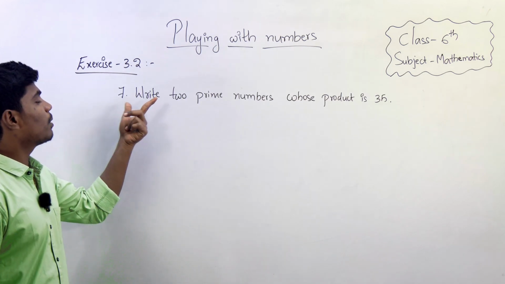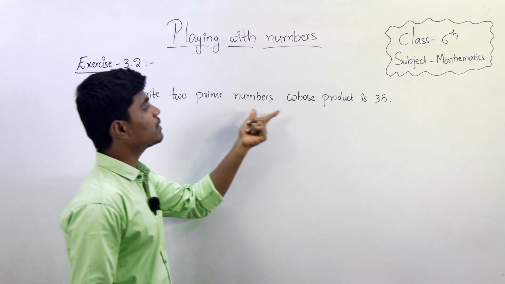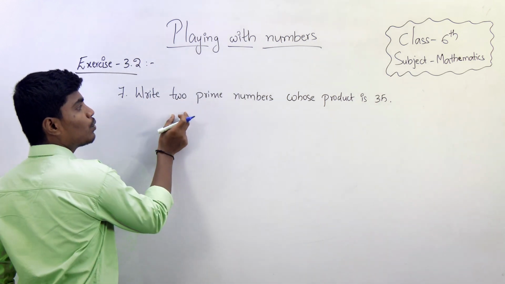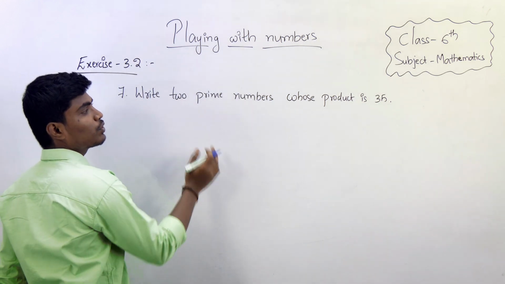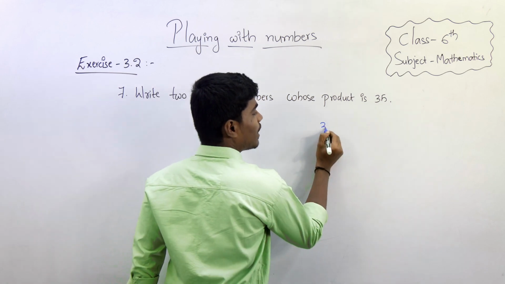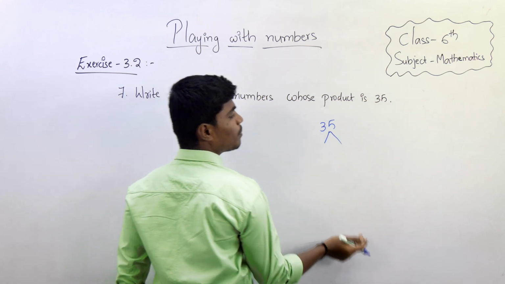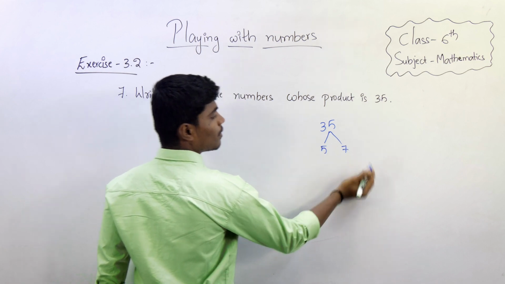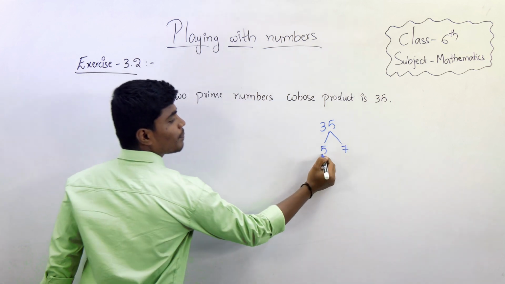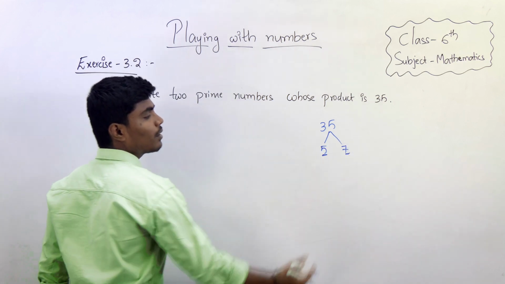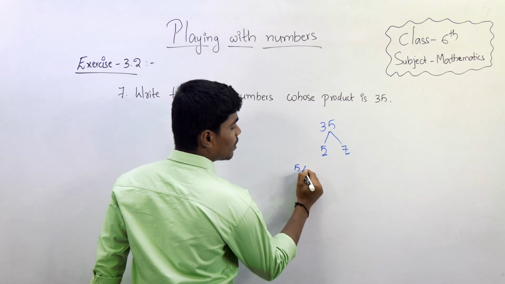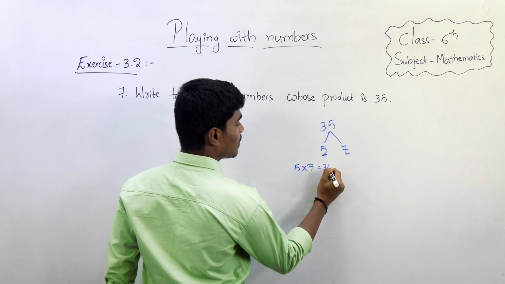Here in the seventh problem, write two prime numbers whose product is 35. See, we have to write two prime numbers and their product should be 35. The given number is 35. It is divisible by 5. So 5 sevens are 35. Here if you observe, 5 and 7 both are prime numbers. So 5 into 7, the product of 5 and 7, is 35.